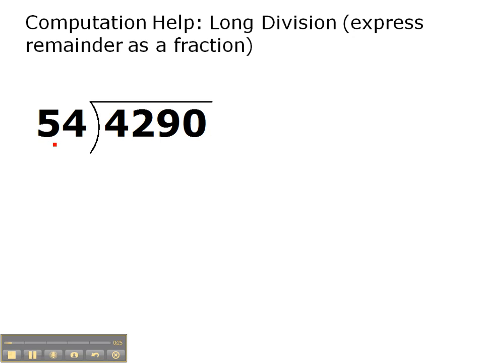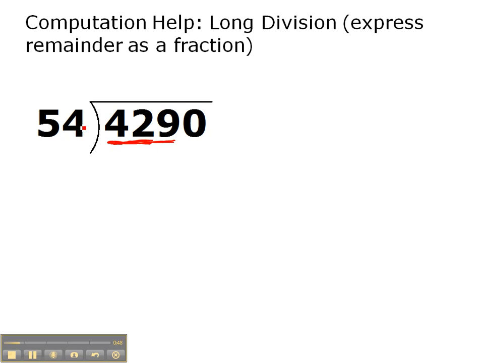We have to ask ourselves, how many 54s in 4? Well, 54 doesn't go into 4. Then you have to take the next digit and ask yourself, how many 54s in 42? Again, 0. 54 doesn't go into 42. So then you take the next digit and you ask yourself, how many 54s in 429?